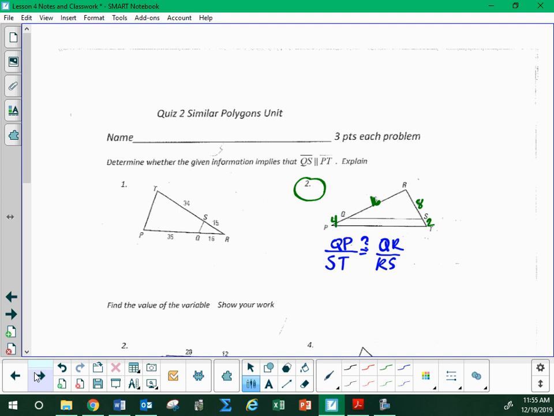All right, let's go and fill in our values. QP is 4 to 2. Is that the same as 16 to 8? What does 4 over 2 reduce down to? 2 over 1. Good. What does 16 over 8 reduce down to? 2 over 1. Woohoo! Yes. QS is parallel to AT.